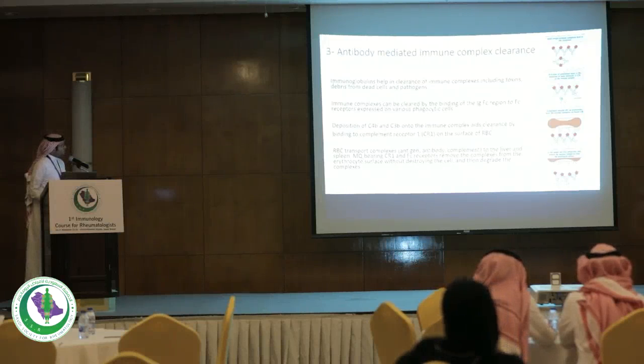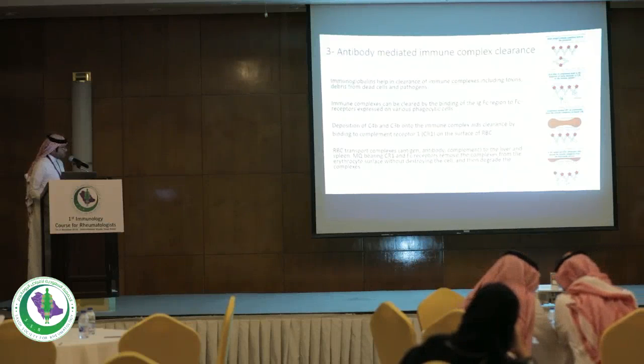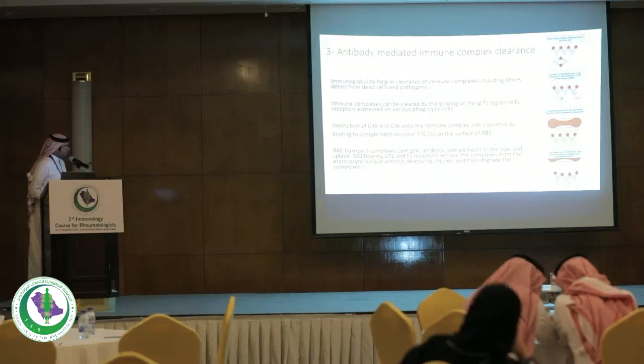So how do antibodies help with this? The antibodies attach to the antigen, and then complements attach to this complex, forming an antigen-antibody complex. This is recognized by the RBC through their complement receptors, and then the RBCs eventually deliver these complexes to the liver or the spleen, and eventually they are phagocytosed by phagocytic cells and removed. So antibodies have an important role in clearing immune complexes.